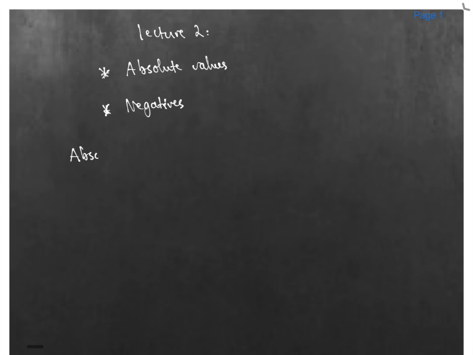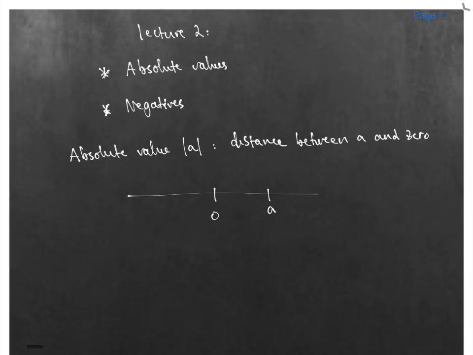So the absolute value of a number a is the distance between a and 0. On the real number line, you have 0 in the middle. This is a. The distance from 0 to a is denoted as |a|. When you have negative a, the distance between negative a and 0 is also |a|.